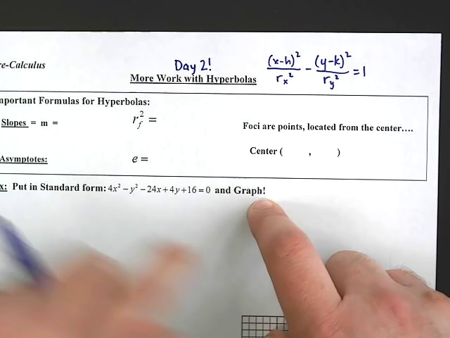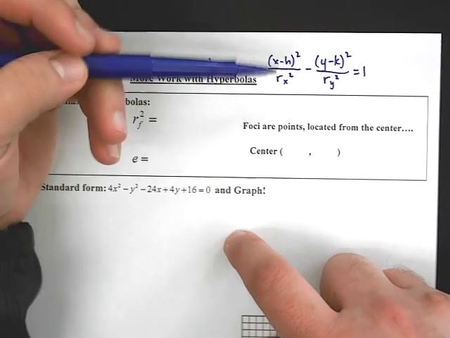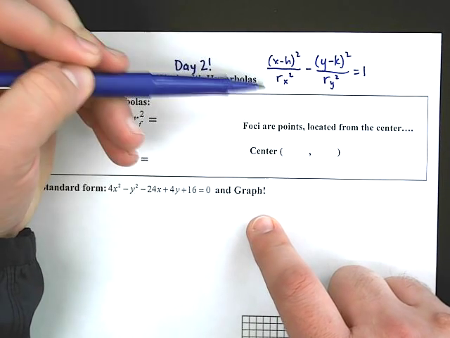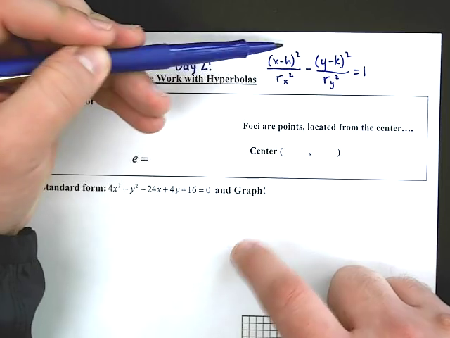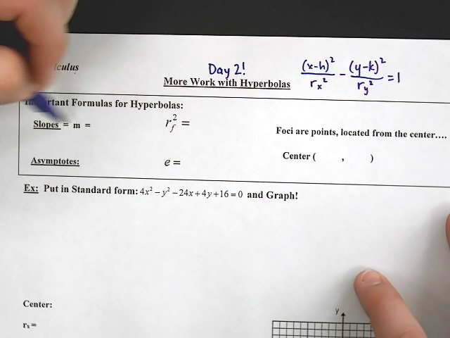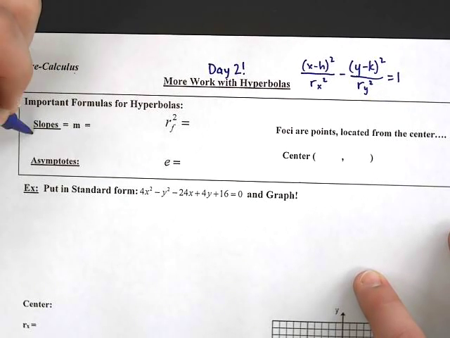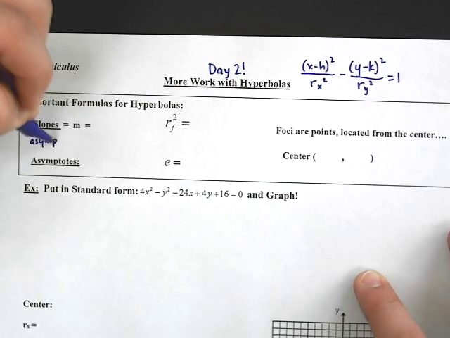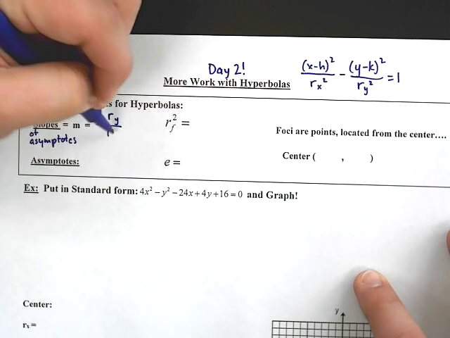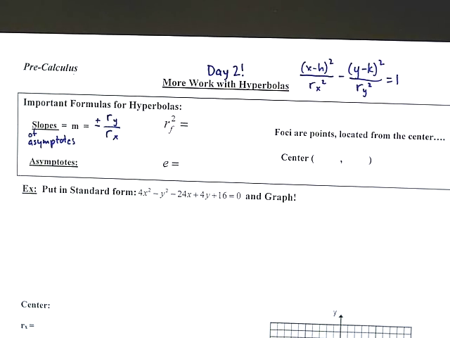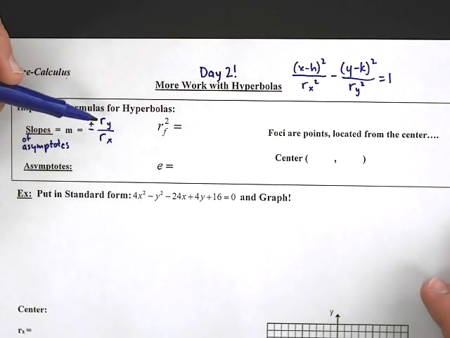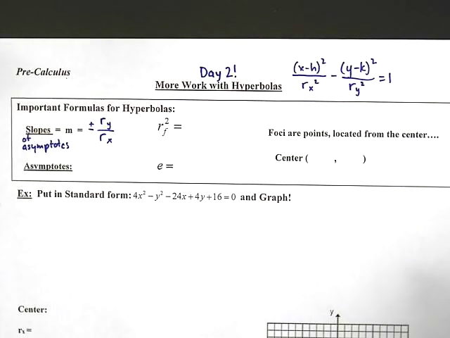Because we have to find the transverse axis by this first piece. Whatever the first term is, that dictates the transverse axis. Okay? But anyway, sorry. The slopes of our asymptotes are plus or minus r sub y over r sub x. Think normal slope, right? It's y over x, change in y over change in x, rise over run. Same thing here.